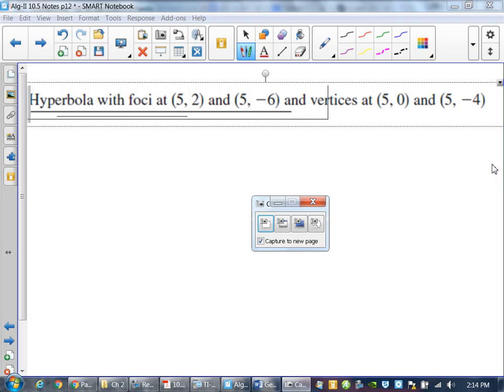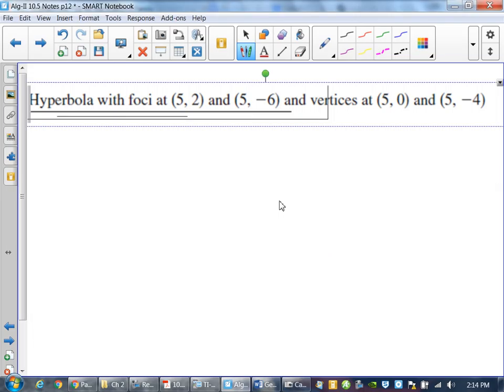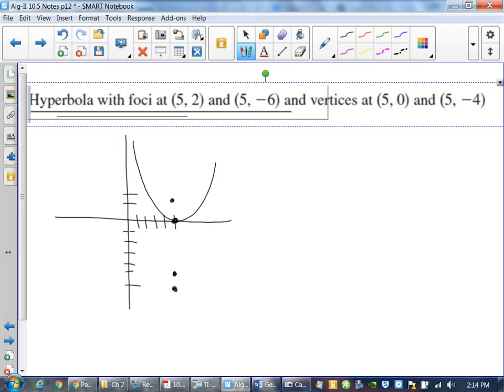So we have a hyperbola with foci at (5, 2) and (5, -6), and vertices at (5, 0) and (5, -4). Which direction is this going? It's going up and down. The vertex is always looking at the focus.